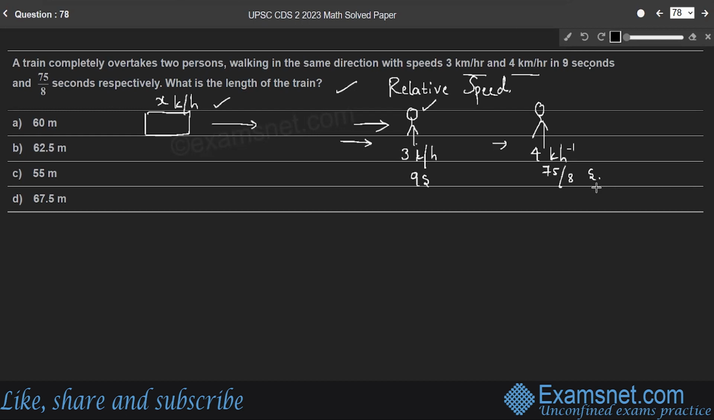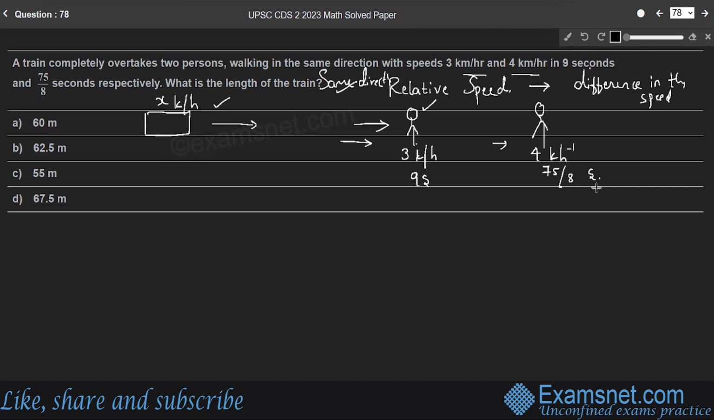Then the difference in their speed is called relative speed. Relative speed is the difference in the speed of two bodies when they are moving in the same direction. When both are moving in opposite directions, the sum of their speeds is called relative speed. Since it is the same direction here, relative speed is the difference in their speed, so x minus 3 km per hour is the relative speed.